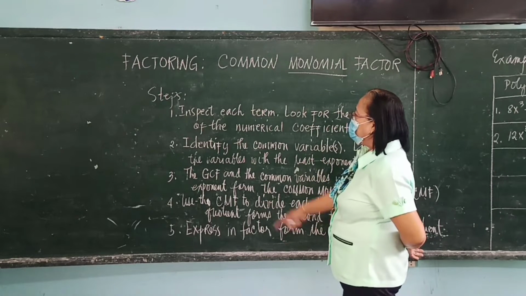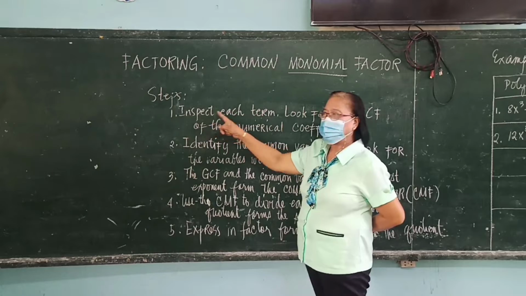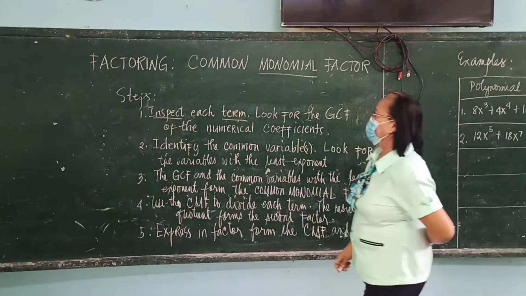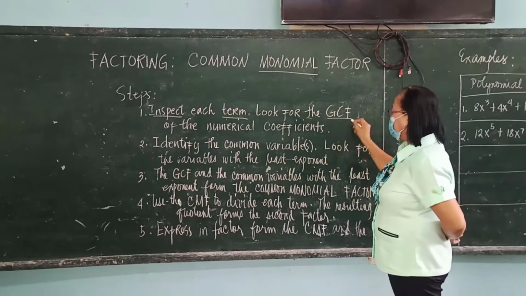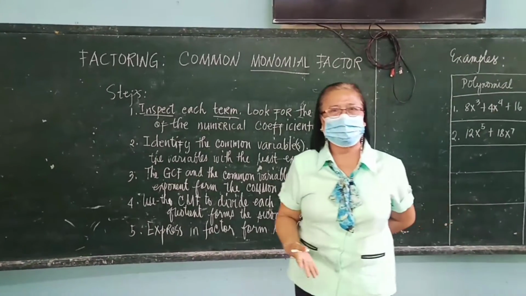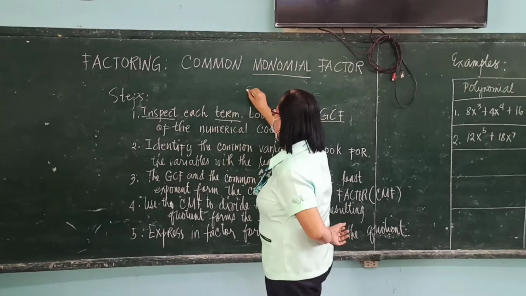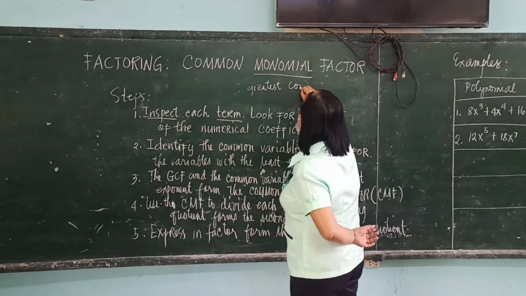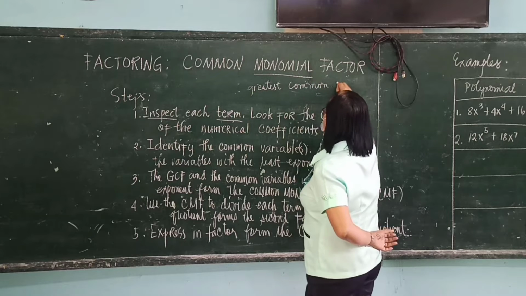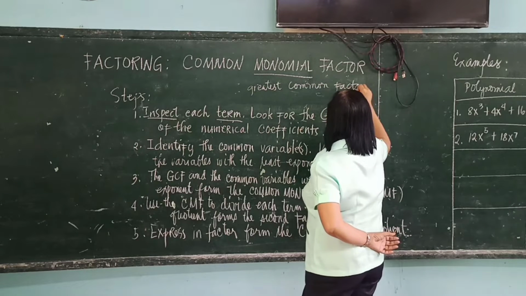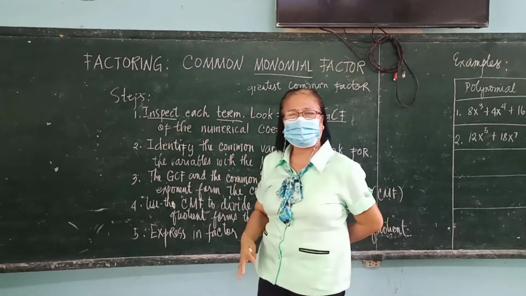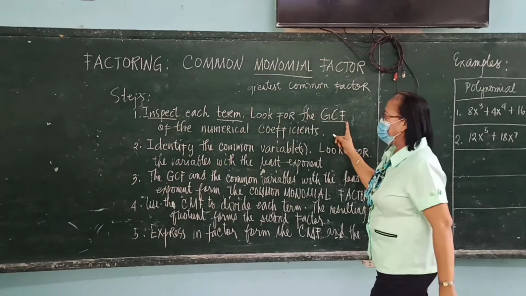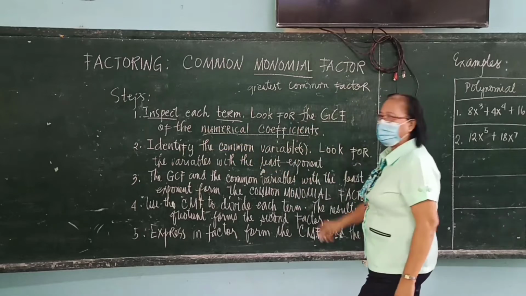First, you have to inspect each term. Look for the GCF. Do you know what the GCF is? It is the greatest common factor. I think you have learned this already in grade 7. So you have to look for the GCF of the numerical coefficients.